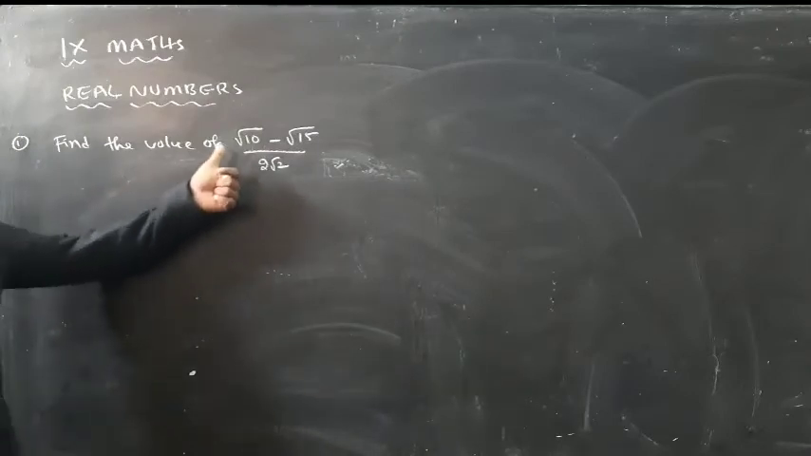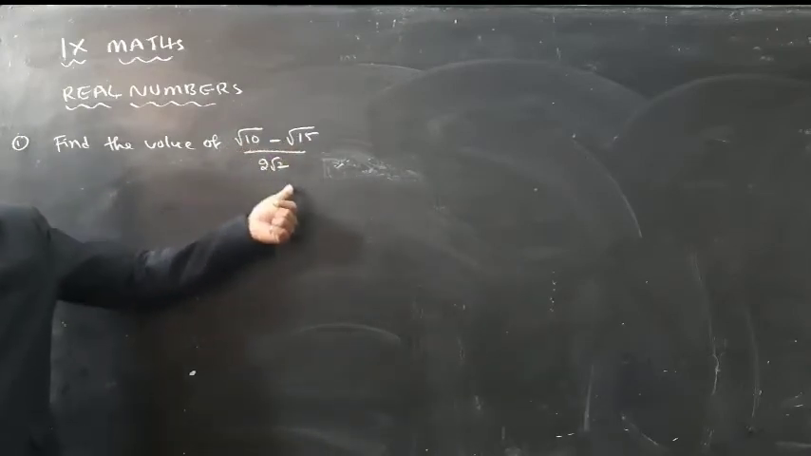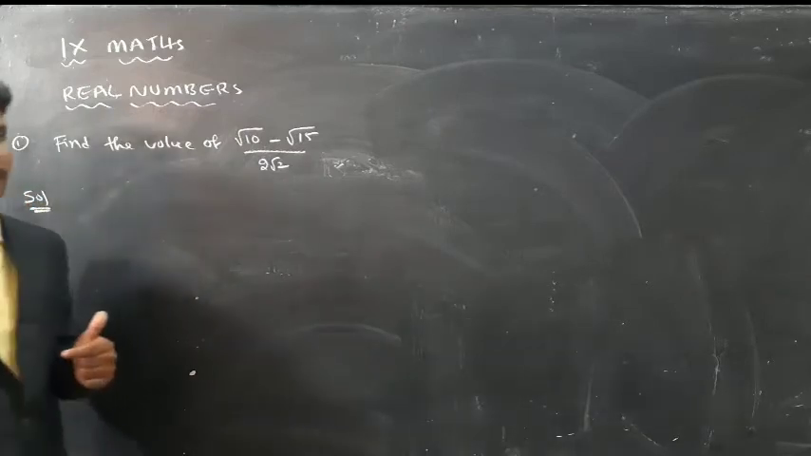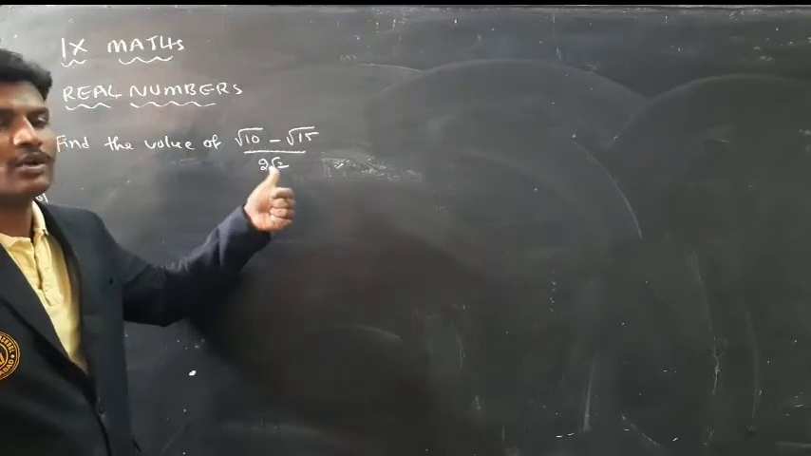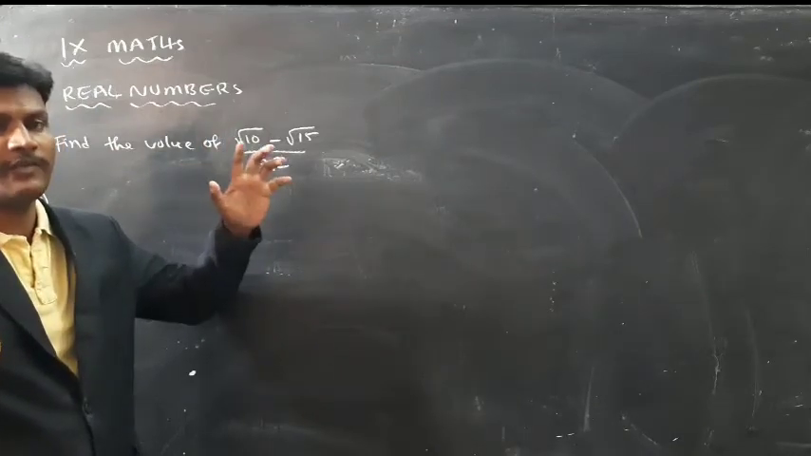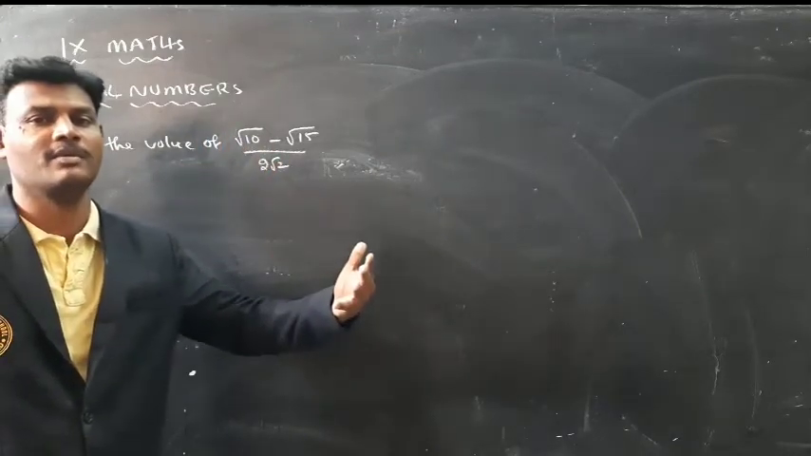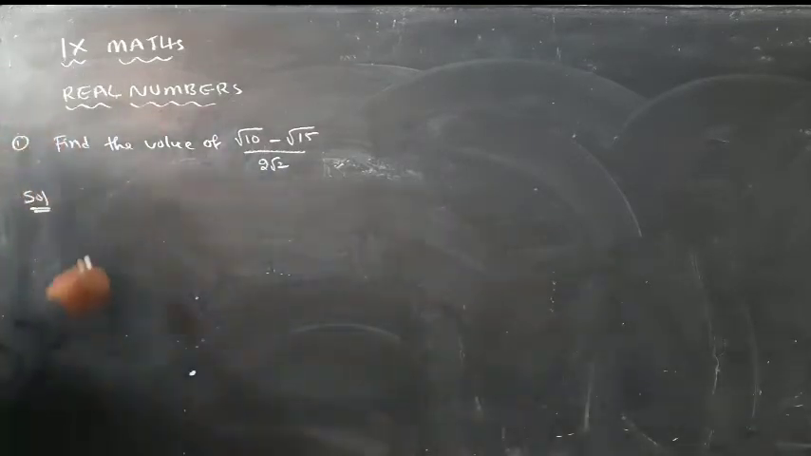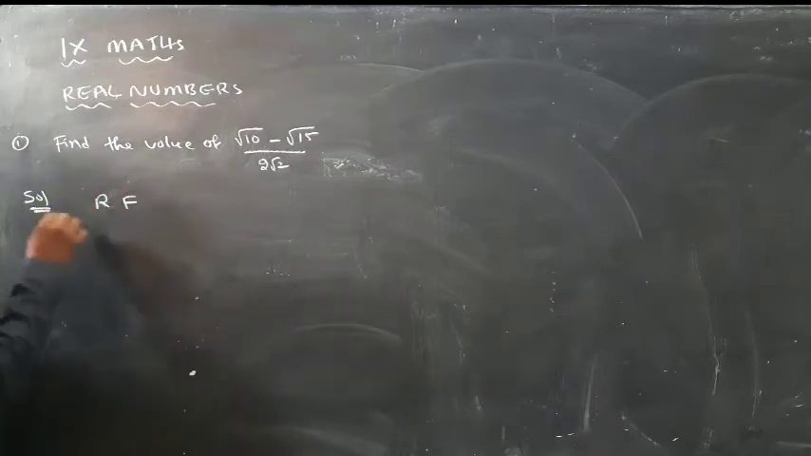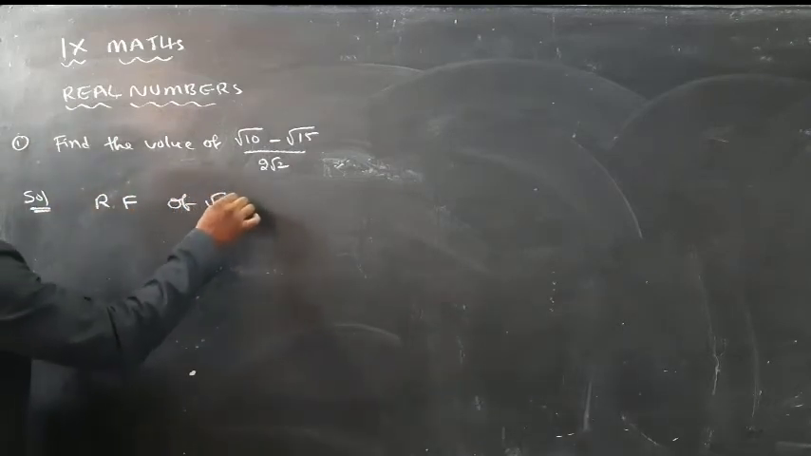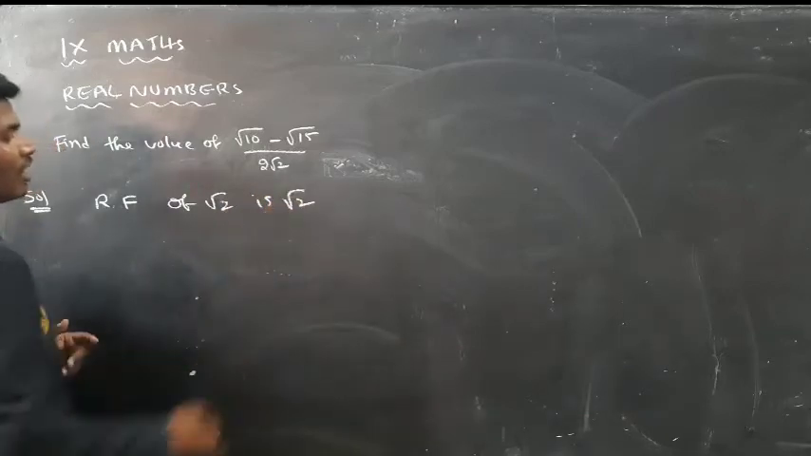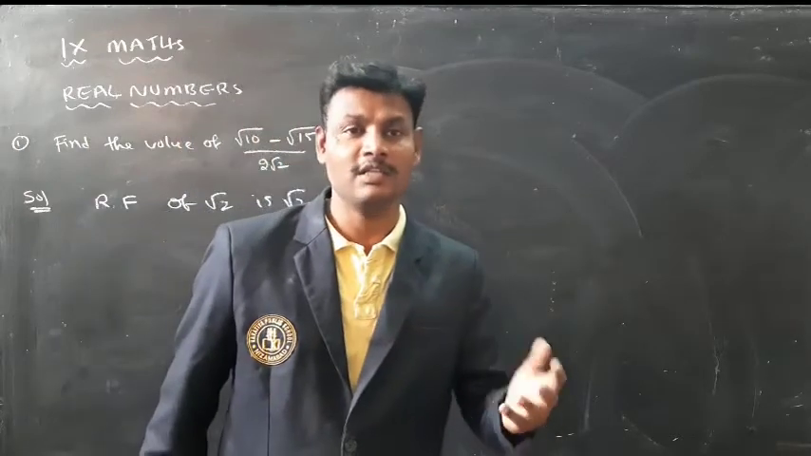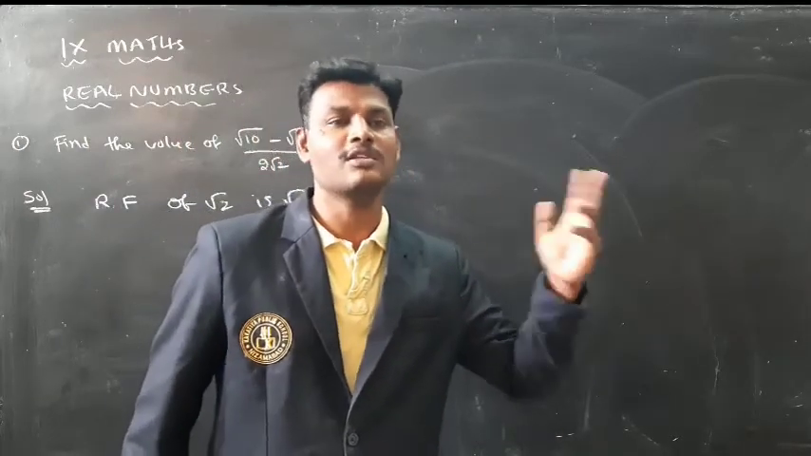Find the value of (root 10 minus root 15) by 2 root 2. Solution. Here what is the denominator? 2 root 2. Root 2 is an irrational number. If the denominator has an irrational number, find the rationalizing factor of the irrational number. The rationalizing factor of root 2 is root 2. After finding the rationalizing factor, multiply it with the numerator and also the denominator.